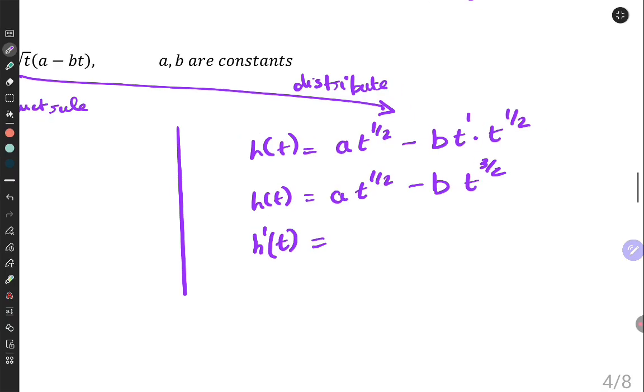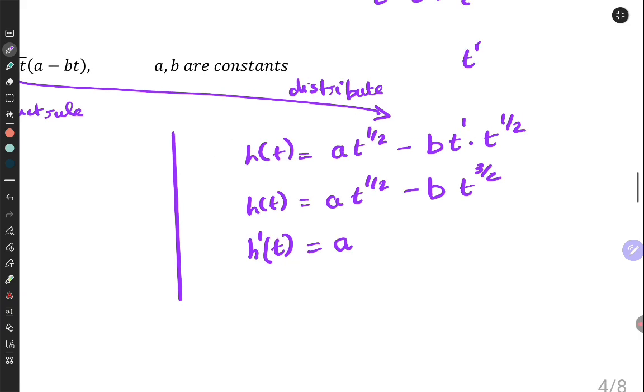Remember, okay, I give you a hint. A is just A, leave it there. Just take the derivative of T 1/2. Okay, T to power n, derivative is going to be n T to power n minus 1, right? Okay, n in this case is 1/2. So if you take the derivative of this one, what the first thing you're going to write?